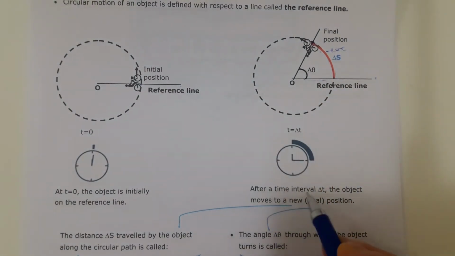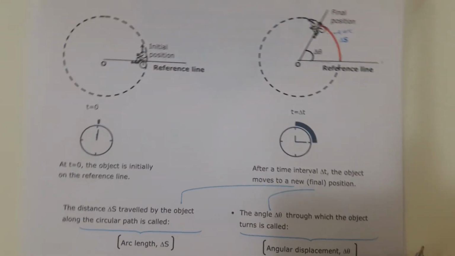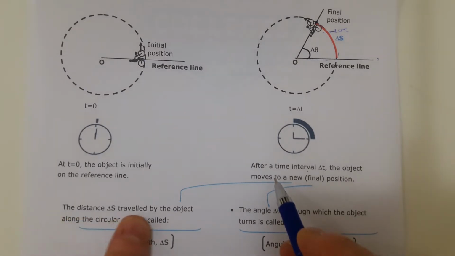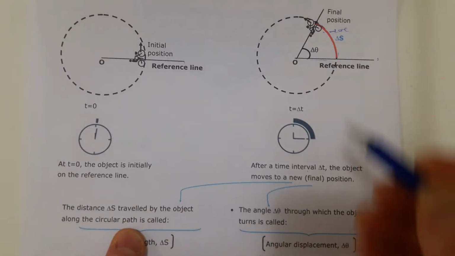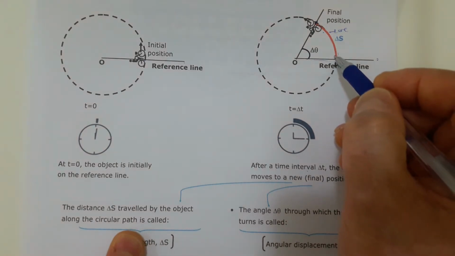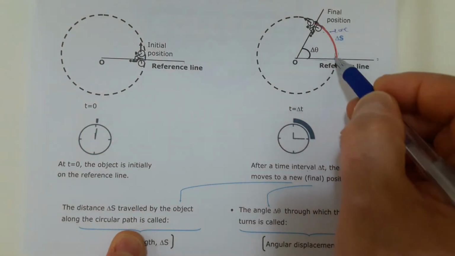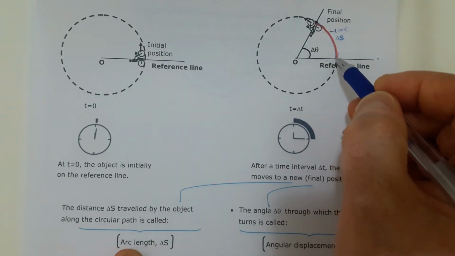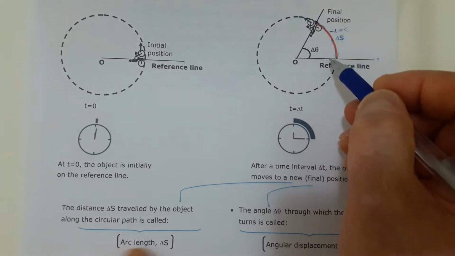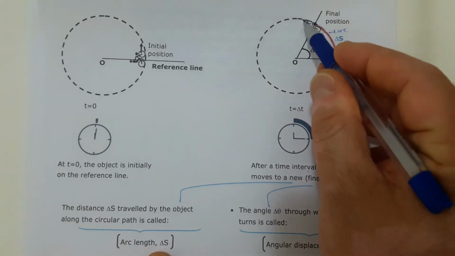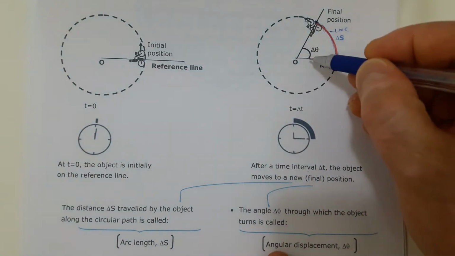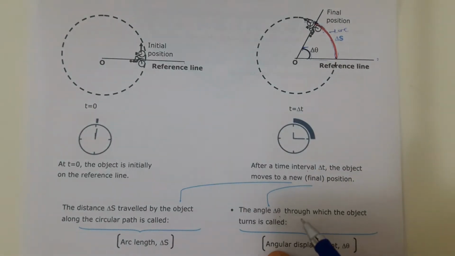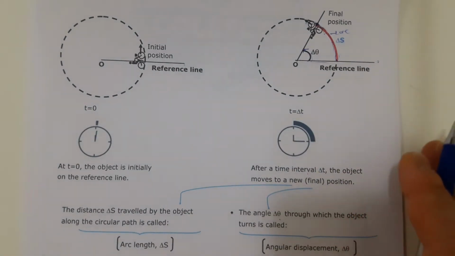So after a time interval delta t, the object moves to a new position. When it's doing this, the distance delta s is traveled by the object along a circular path. So the object follows a distance along this curved path. This is called arc length. Remember, in maths, we said this before, but now we are going to say delta s because there's a change over time. By the time this bicycle is turning through some angle, the angle delta theta through which the object turns is called angular displacement.